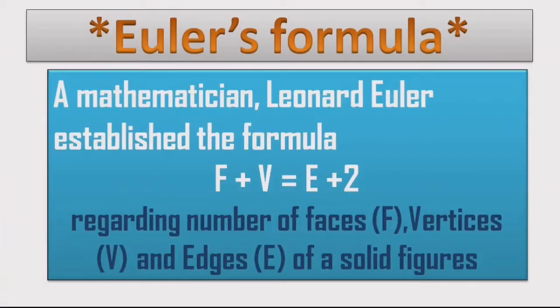A great mathematician, Leonhard Euler, established a formula: F plus V equals E plus 2. He studied a lot about polyhedrons. In this formula, F stands for the number of faces, V stands for the number of vertices, and E stands for the number of edges that a solid figure has.